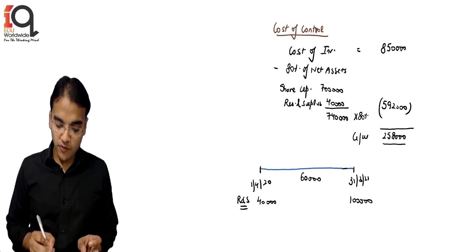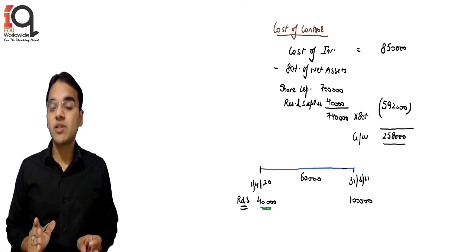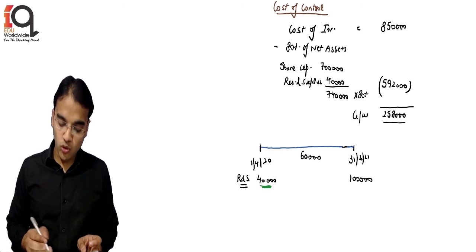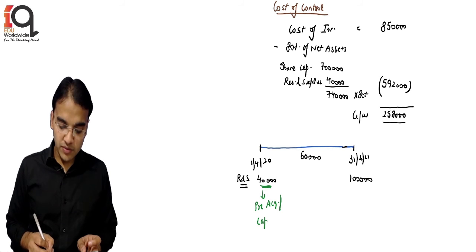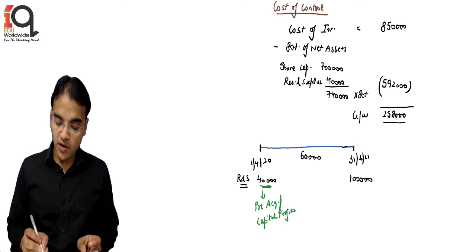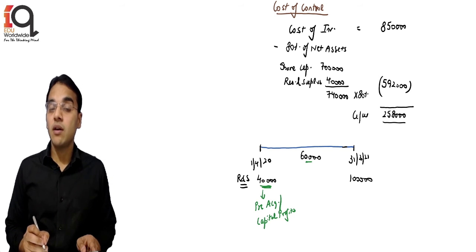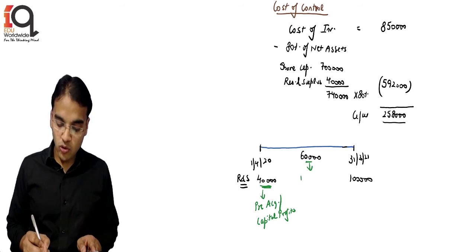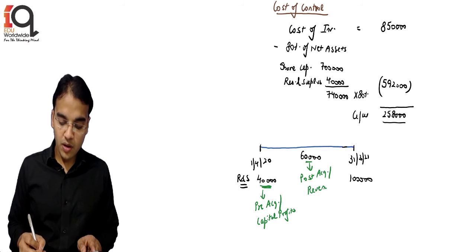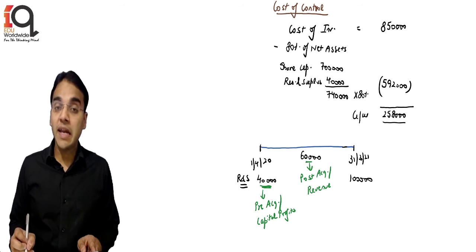Now this particular 40,000, the profit which was there on the date of acquisition, is known as pre-acquisition profits or capital profits. However, this 60,000, the profits which are earned after the date of acquisition, are known as post-acquisition or revenue profits, student.